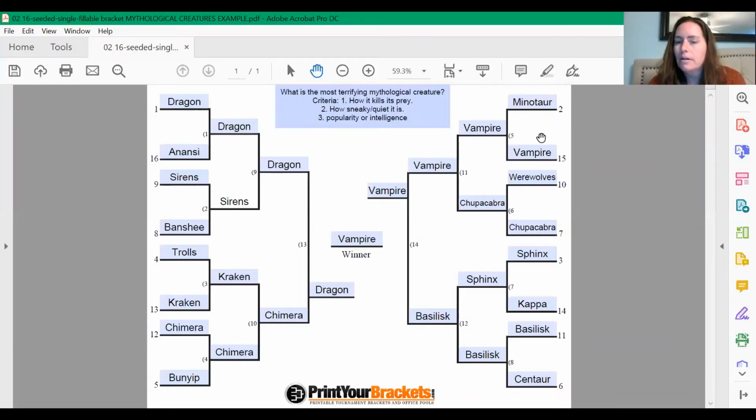Okay. So then over here I did Minotaur and Vampire. My thought process on that is, Minotaurs are part human, part bull, and I believe they have other capabilities, but they're really strong. They just aren't as quiet and sneaky and manipulative as a vampire. To me, vampire was a very easy pick there because vampires can change forms. They can entrance people. They can make them go crazy.